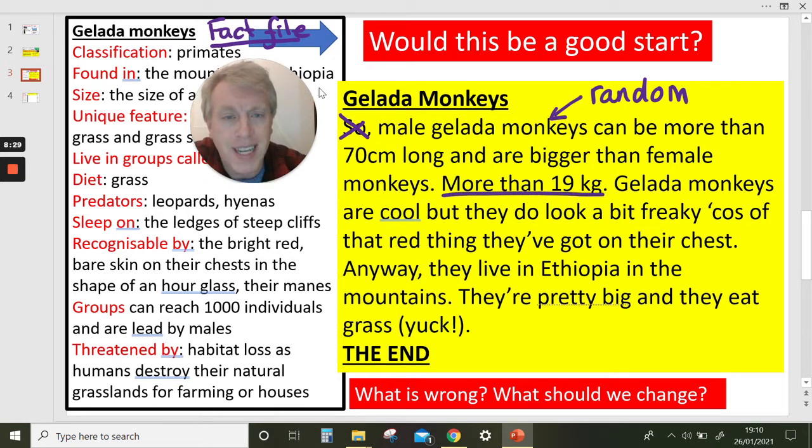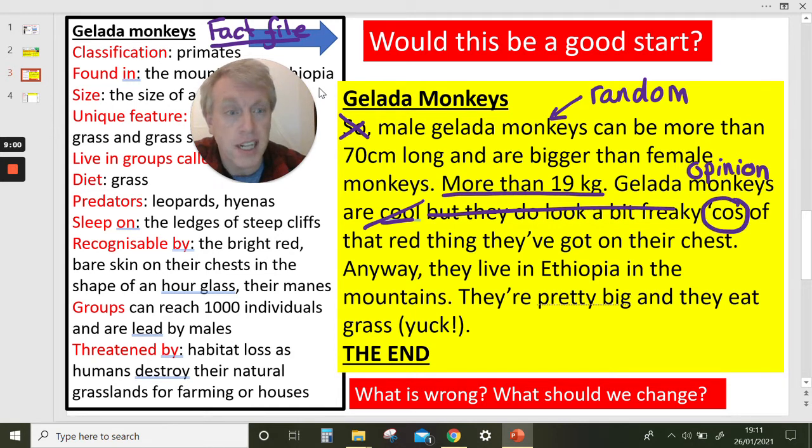More than 19 kilograms is not a sentence. You would need to have a verb. They can weigh more than 19 kilograms. What about this bit? Gelada monkeys are cool? Well, no. That's an opinion. But we want to stick to facts. But they do look a bit freaky. That's another opinion. So, no.